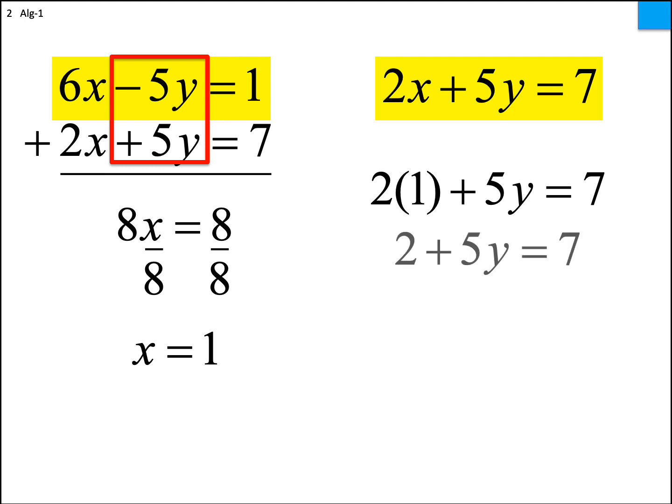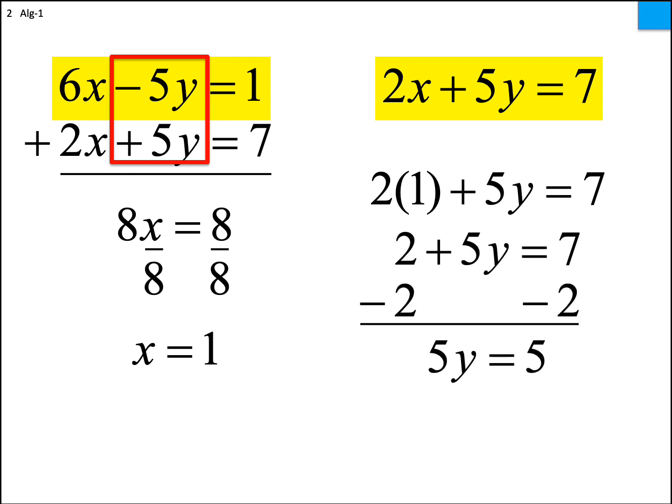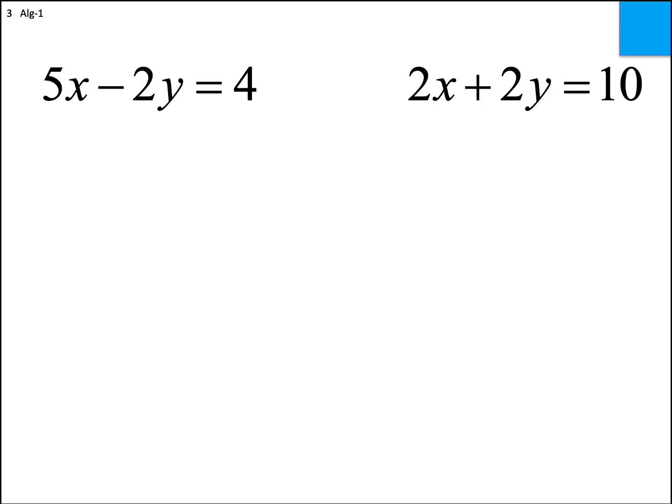1 times 2 is 2. Subtract 2 from both sides. Divide both sides by 5. And we get y is equal to 1. So the final answer, x comma y, 1 comma 1. Okay? If you need to rewind this, watch this again. If you need to rewind, watch all 3 examples, do that. But let's move on and let's try to do one by ourselves.